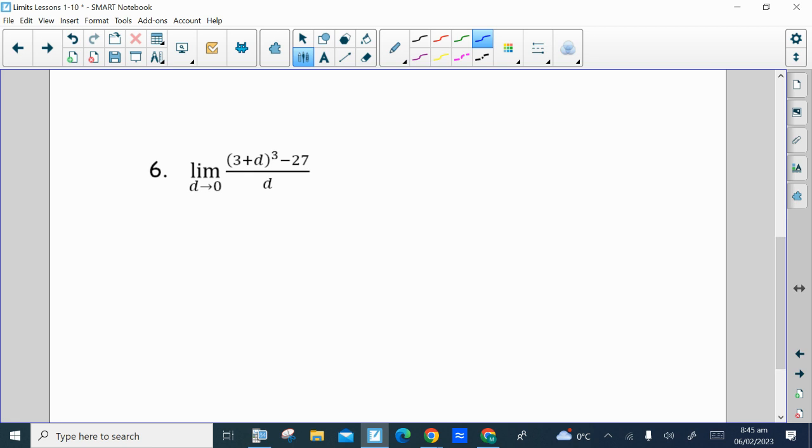Number 6. This is a difference of cubes. And 0 is a non-permissive value for d. So we're going to have the limit as d approaches 0. So the cube root of 3 plus d all cubed is 3 plus d. The cube root of 27 is 3.